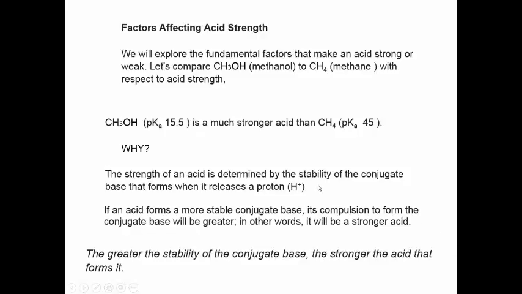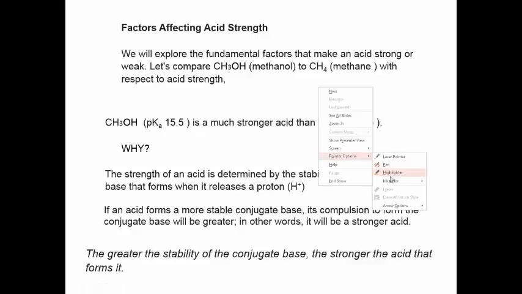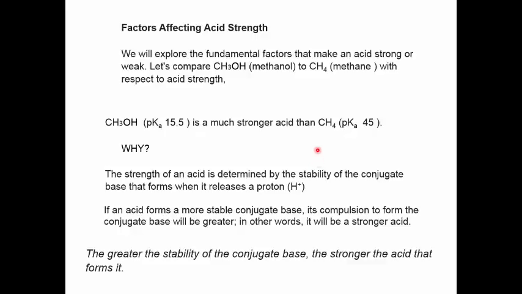In this video, I'll explore the fundamental factors that make an acid strong or weak. We'll begin our discussion by comparing methanol, CH3OH, to methane, CH4, with respect to acid strength. Methanol, it turns out, is a much stronger acid than methane. Acid strength is indicated by the pKa value. Remember, the smaller the pKa, the stronger the acid.